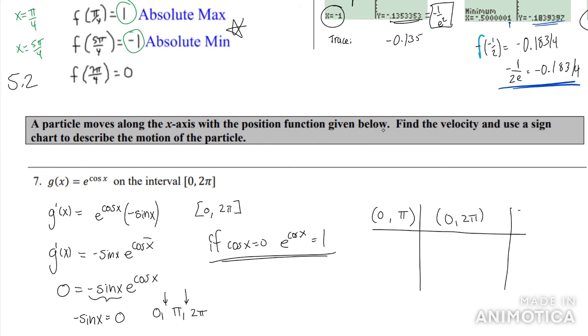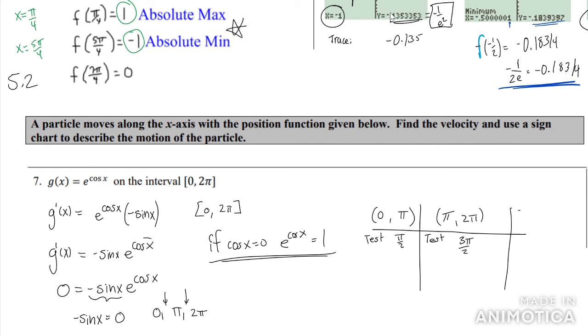Now, if we want to test, we want to pick easy values. So I'm thinking about when this will become the easiest possible. Cos x equals 0 when I have pi by 2. So I'm going to test in between 0 and pi, so pi by 2. For here, I'm going to test in between, sorry, this should be pi and 2 pi. I'm going to test at 3 pi by 2.